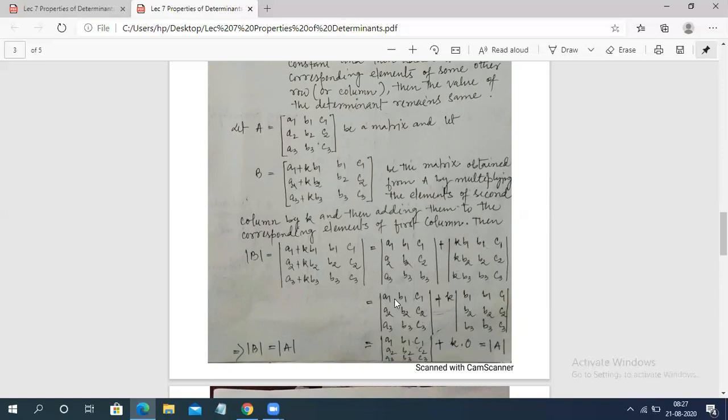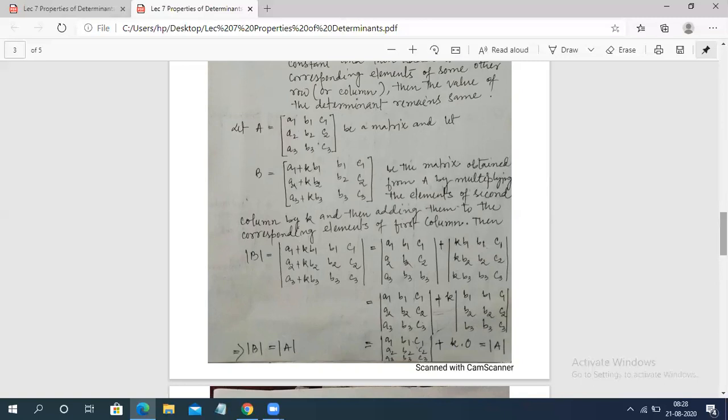So we are remaining with this determinant only: A1 B1 C1, A2 B2 C2, A3 B3 C3, and that is nothing but equal to the determinant of A. So determinant of B is equal to determinant of A. That means if this determinant is given, you can first multiply any row or any column, at your convenience, with any scalar, and with the same scalar you have to multiply each entry, and then you can add them to any other row or any other column. The determinant value will remain the same.